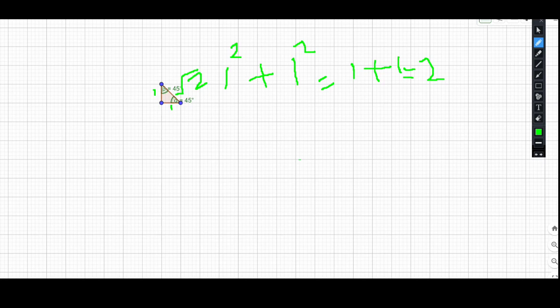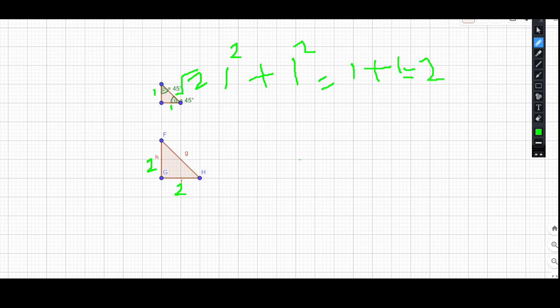Now I am going to draw another right triangle with sides 2 centimeters. This one is a right triangle with sides 2 centimeters. That means the base and altitude are 2 centimeters. This one is equal to 2 and this is equal to 2. Then what about its hypotenuse?